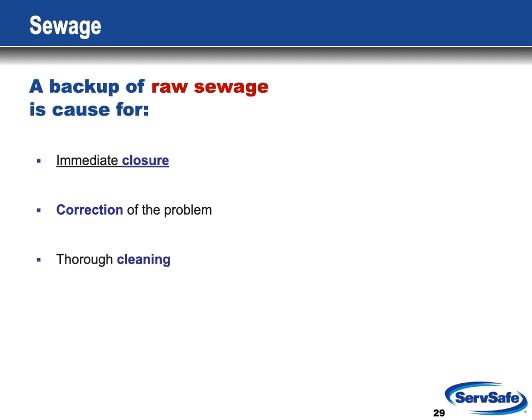We talked in Chapter 10, when we were discussing crisis management, about sewage backup. Sewage and wastewater may be contaminated with pathogens, soils, and chemicals. It is absolutely essential to prevent them from contaminating food or food contact surfaces. The facility must have adequate drainage to handle all wastewater. If there is a backup of raw sewage, there will be an immediate closure, there must be a correction of the problem, and then a thorough cleaning.